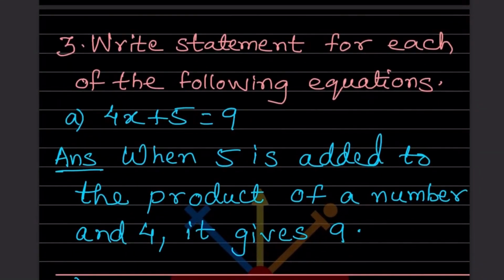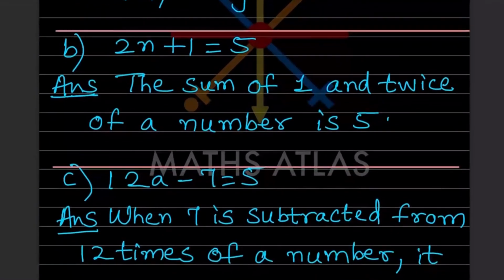Okay. So now look at here. Here they have given the equation, and they have asked you for the statement. Okay, so now look at here, what did they say? 4x plus 5 is 9. So whatever is the equation, the same thing we have to write in the form of a statement. So 5 is added, 5 is added to what? 4x means what? Product of a number, this is a number, and 4. And it gives 9, so is equal to 9. So that is the statement you have to write. Okay, so nothing to explain over there.